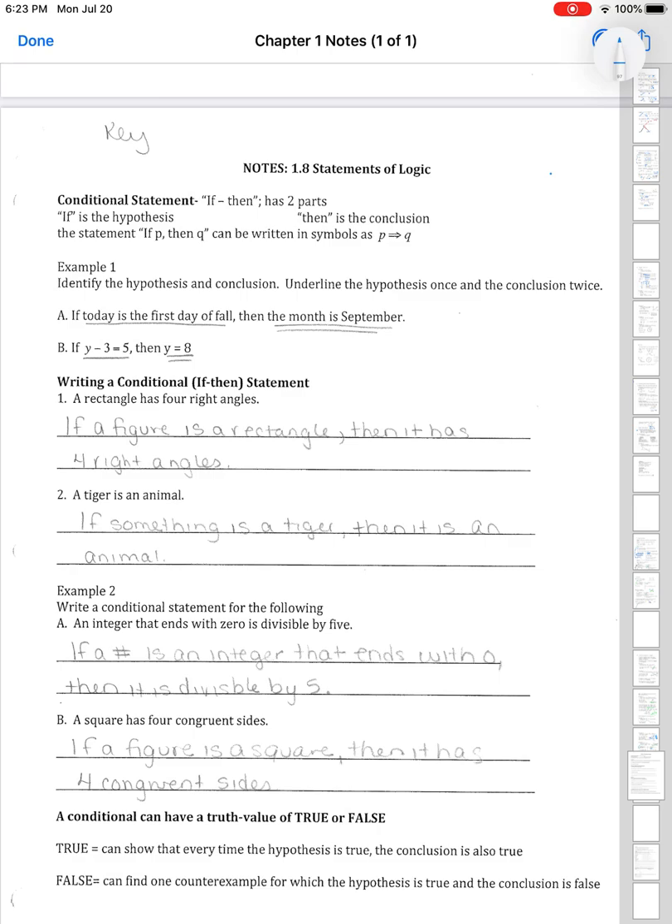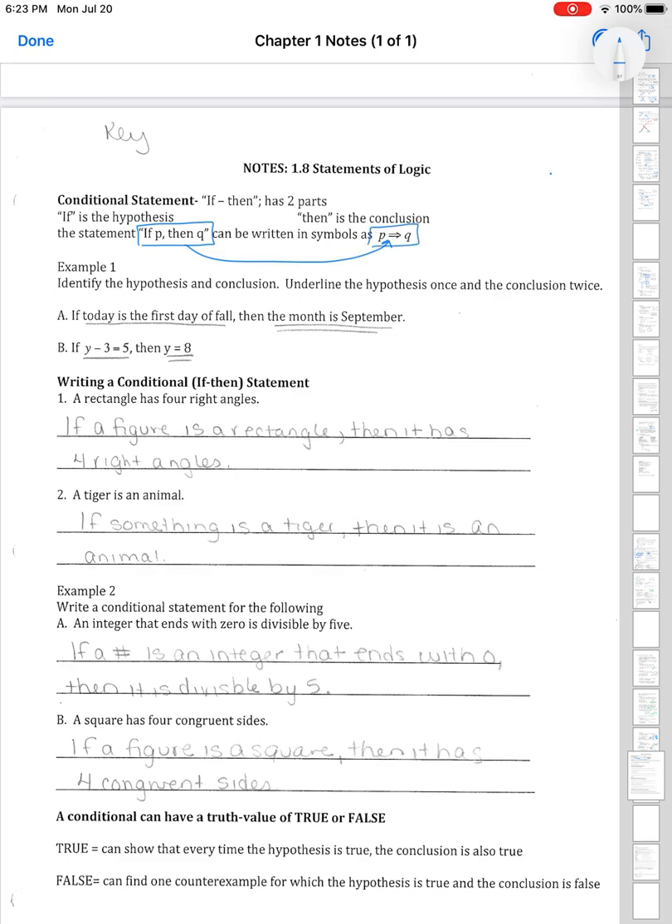All right, so 1.8 is going to finish off chapter 1 for us. It's going to talk about statements of logic. So we're going to go over things called conditionals because that's where a lot of our theorems come from. These are your if-then statements, and they have two parts. If is the hypothesis. The then is the conclusion.